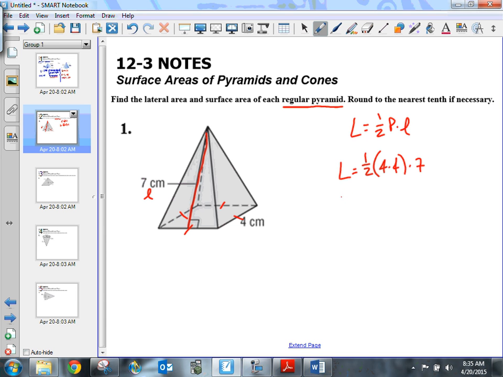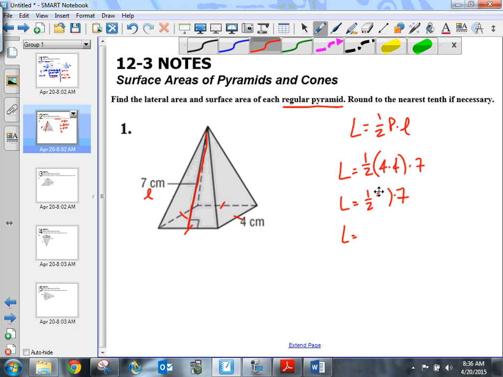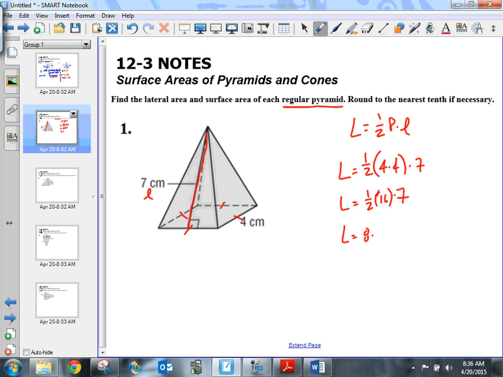Okay, so I'm going to take 1/2 times 8 times 7. Actually, 4 times 4 is 16, so that's 1/2 times 16. We'll get 8 after we divide it by 2. So 1/2 times 16 is just 8, times 7. And that's going to end up giving me 56 centimeters squared. Okay, and that's my lateral area.